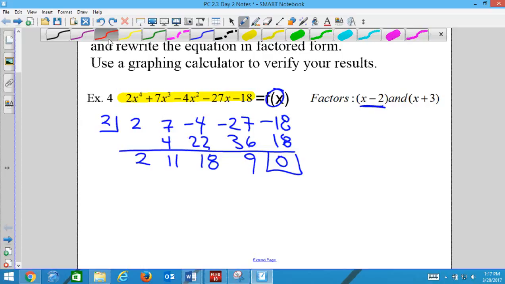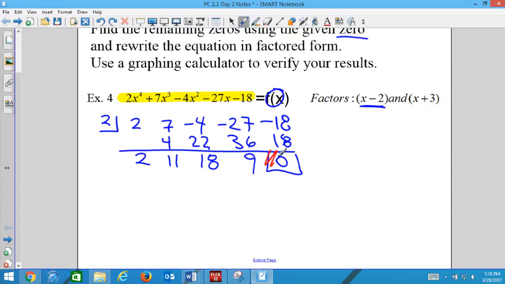Okay, so once we perform synthetic division, we should get a 0 here because I was told this is a factor. That means there shouldn't be a remainder. So when you're doing this, if you are using a factor and you get a remainder, you're doing it wrong. Because they're telling me this is a factor, so it should be 0.